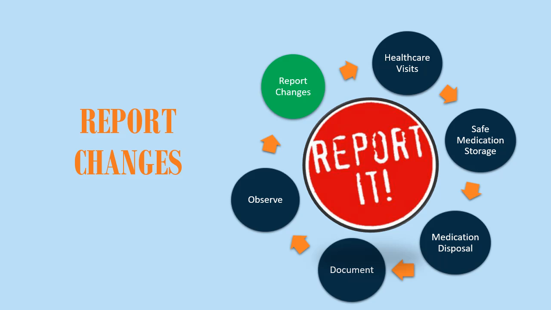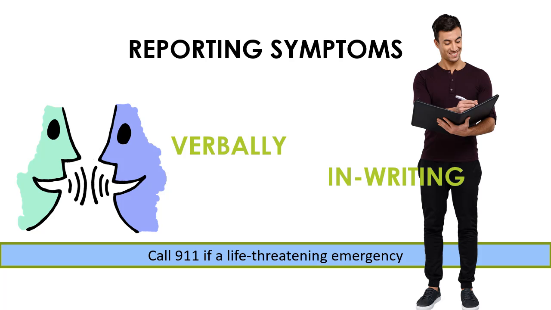Any changes or symptoms that are observed must be reported as soon as possible. Reporting objective and subjective symptoms is important and must be done both verbally and in writing. Verbally report any symptoms or changes to the home manager and the nurse. This allows the information to be relayed to the appropriate medical professional. Follow up by documenting the symptoms as a critical incident in the critical incident log. In the event the symptoms rise to the level of a life-threatening emergency, you must call 911.